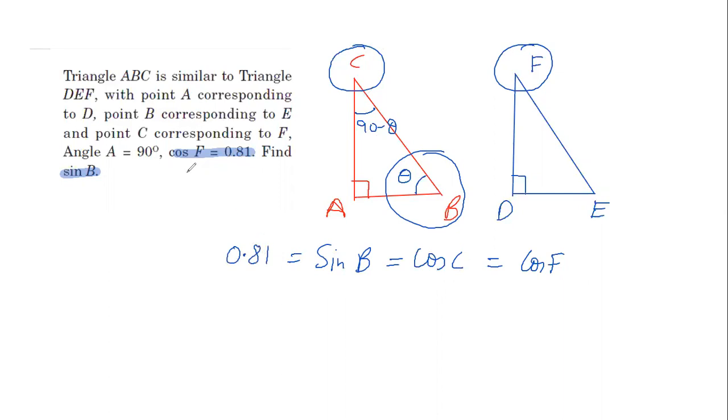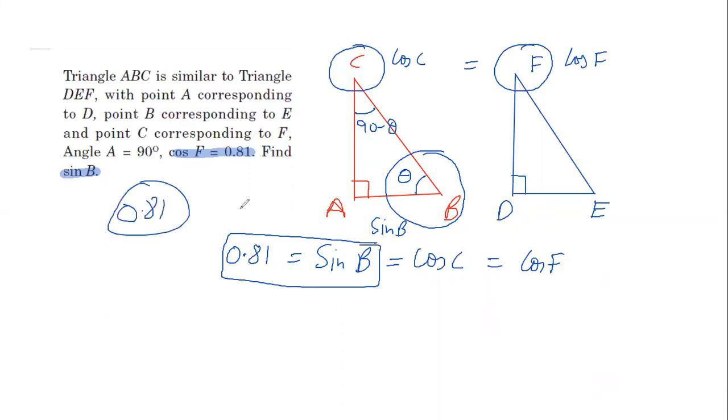So you see, the answer was actually hidden in the question itself. That's the point of similarity that you need to understand, that if two triangles are similar, the sines and cosines of equal angles are equal. So I can say that cos of F is actually equal to cos of C. And now when I get cos of C, I know that cos of C will always be equal to sine of B, because C and B are complementary angles. So sine of B will also be 0.81.